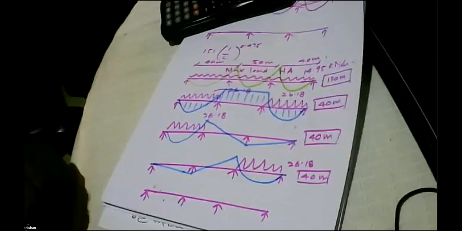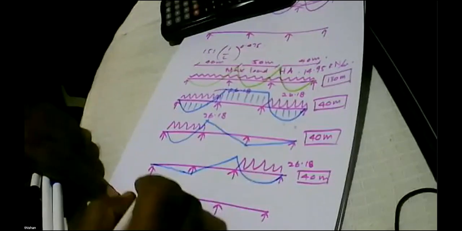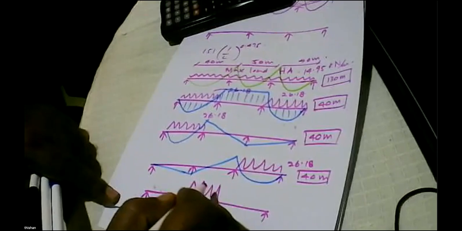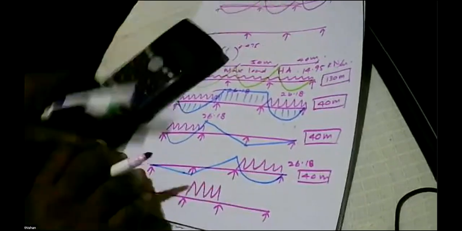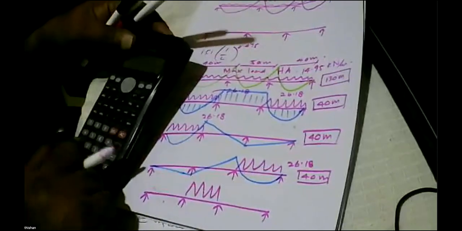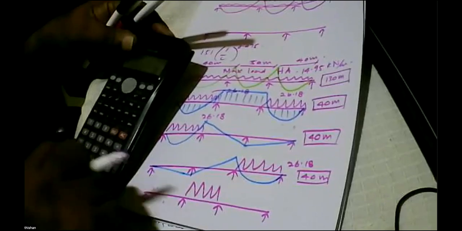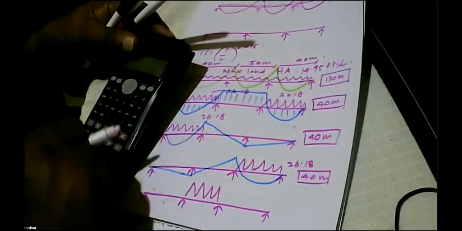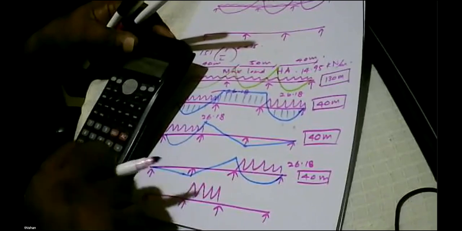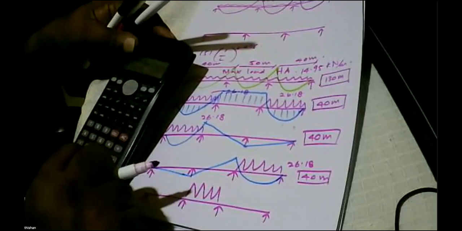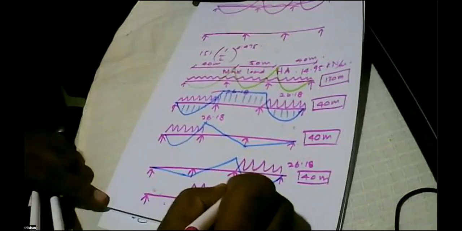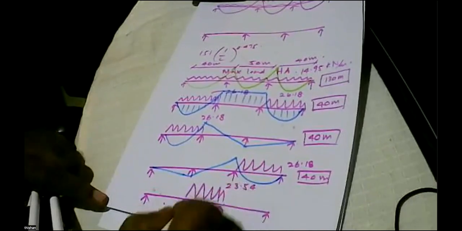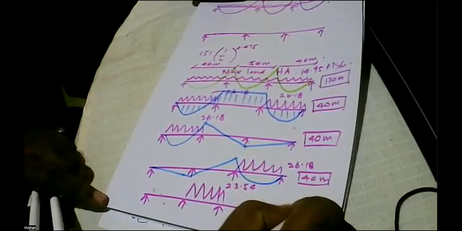Now what are other possibilities? Other possibilities, only this one, that is 50 meters. And 1 over 50 to the power 0.475 multiplied by 151. That is just 23.5. Lower than that. Why? The loaded length is 50 meters.